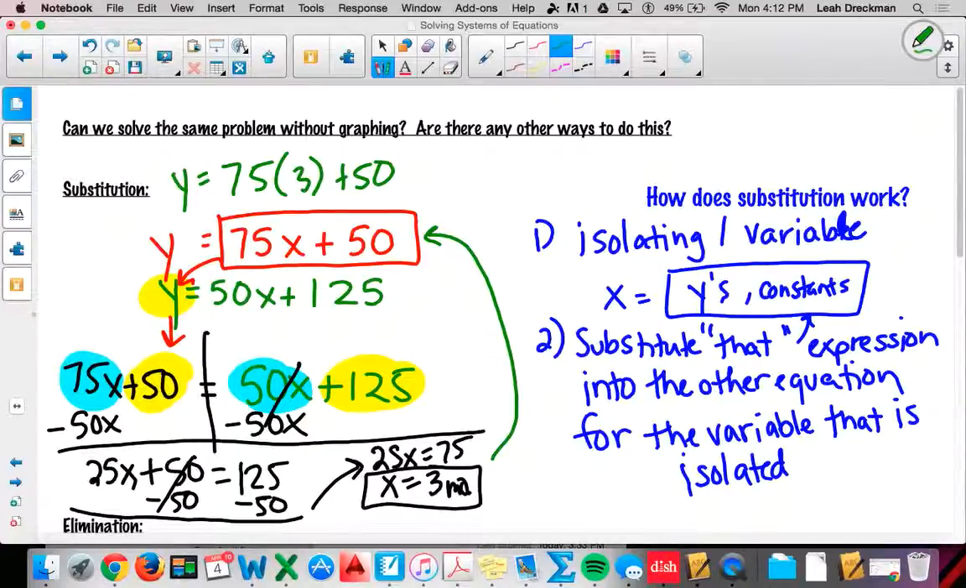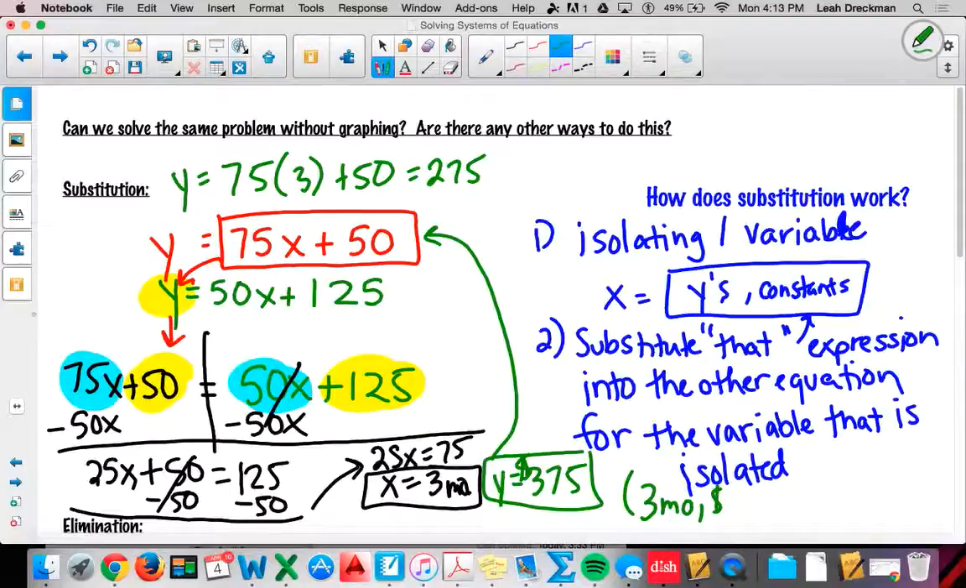So 75 times 3 is 225, plus 50 is 275. So our ordered pair will be identical to what we came up with when we graphed it. So if I write that as an ordered pair, we had 3 months for our x value, and the cost at that point was $375. So check the front of your handout. That should match up, and it should be perfectly aligned with the solution we came up with the other day.